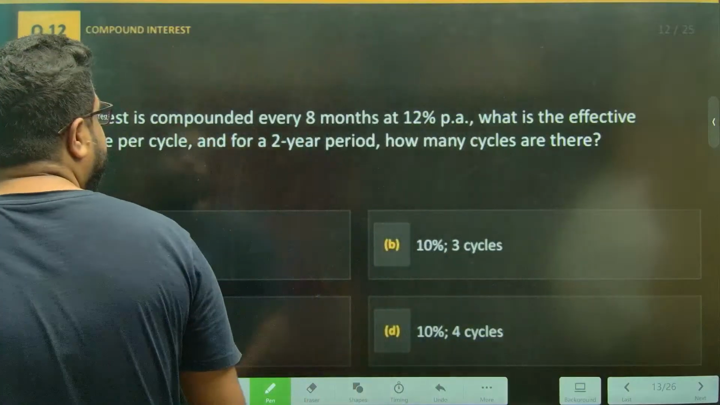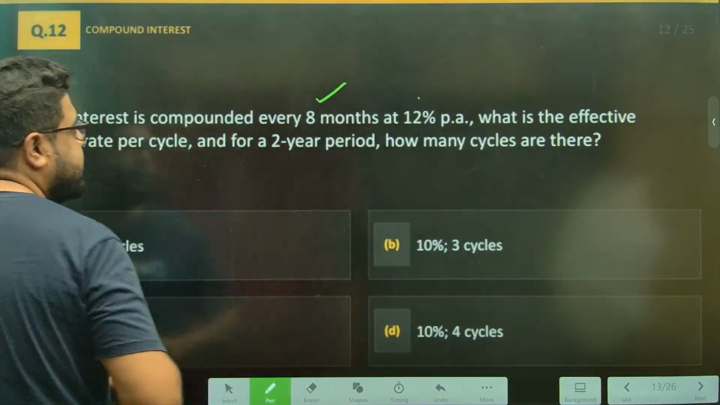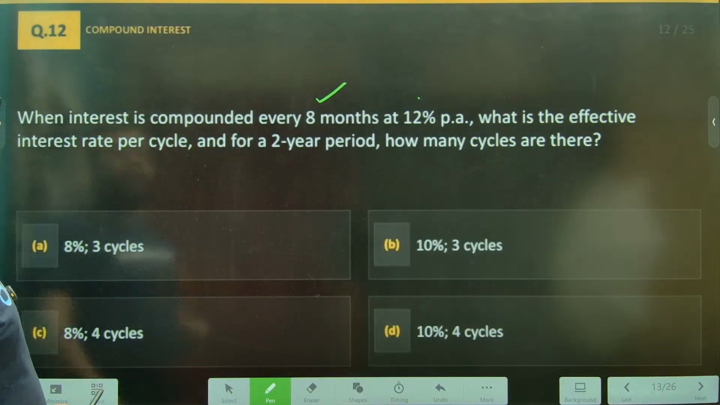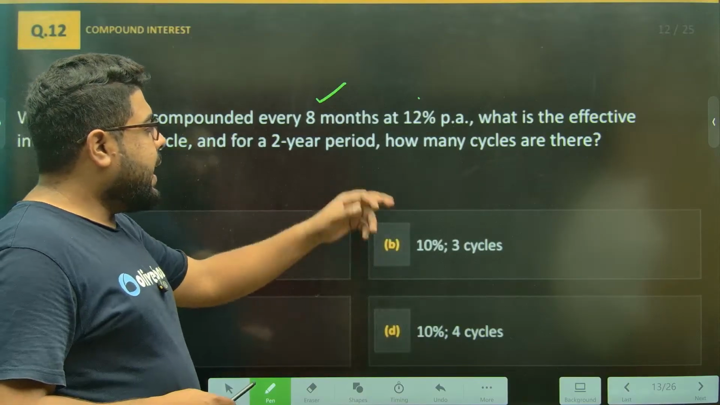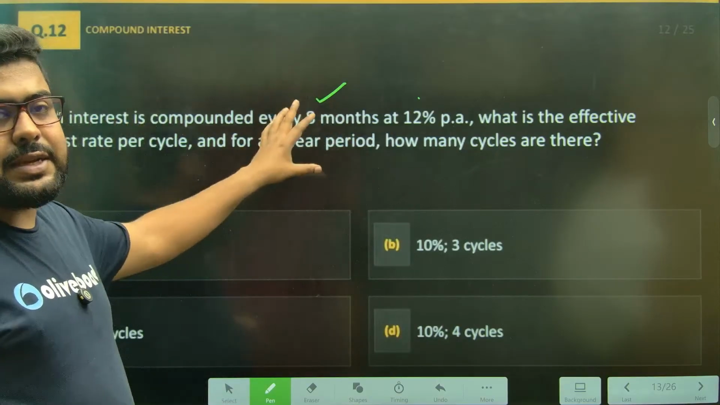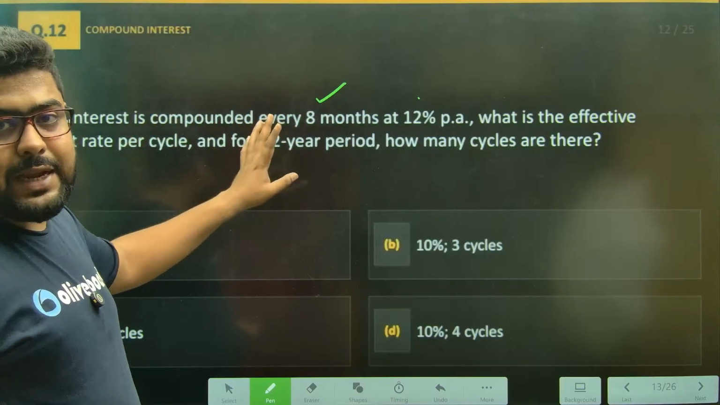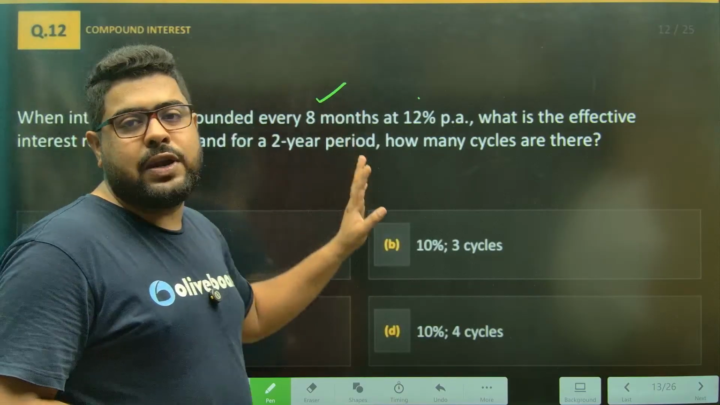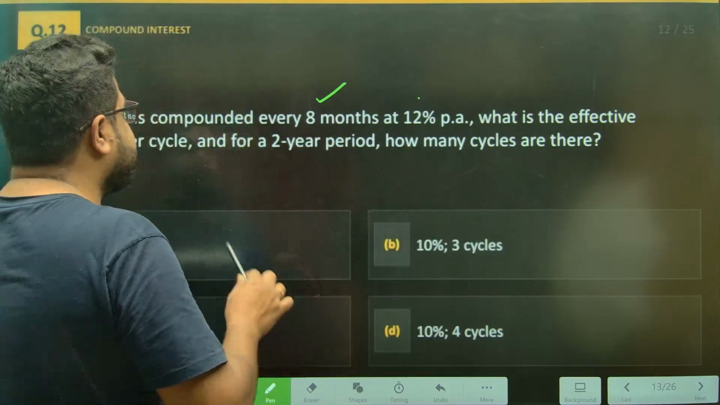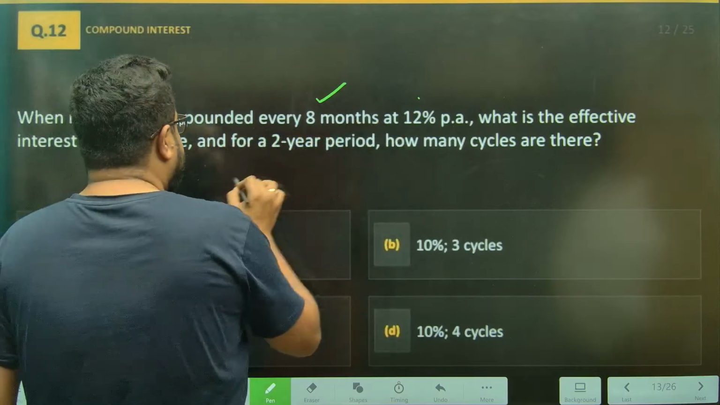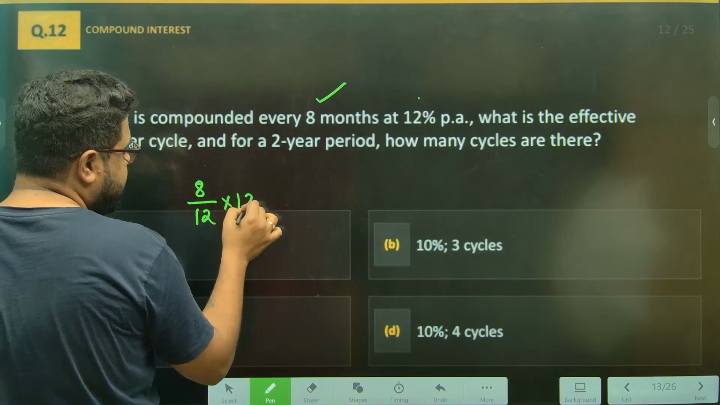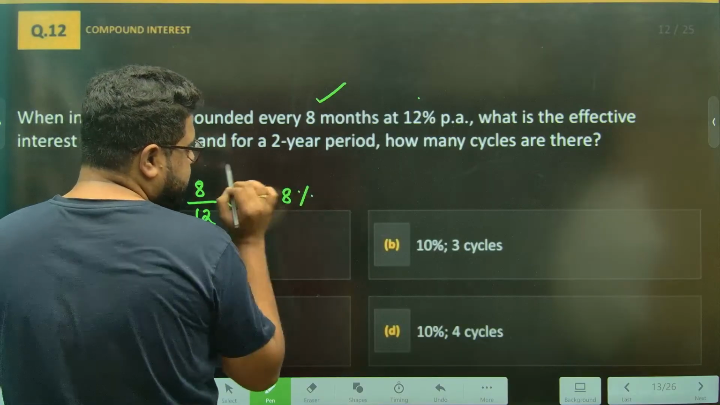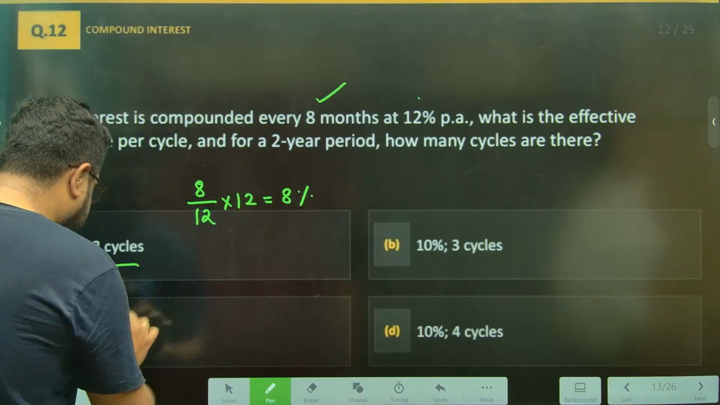When interest is compounded every 8 months, 12%. Effective interest rate per cycle for a 2-year period, and how many cycles? This type was repeated a couple of times last year. You don't need any calculations. They're just asking the concept. 12% per annum. For 12 months, we get 12%. So for 8 months, we'll get 8%. So my answer is option A or C.